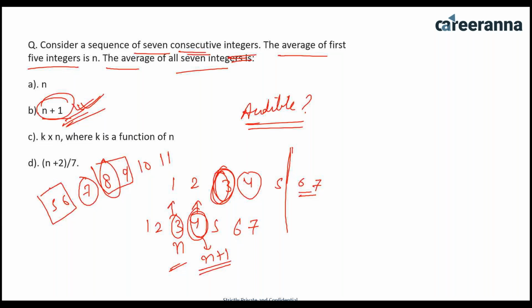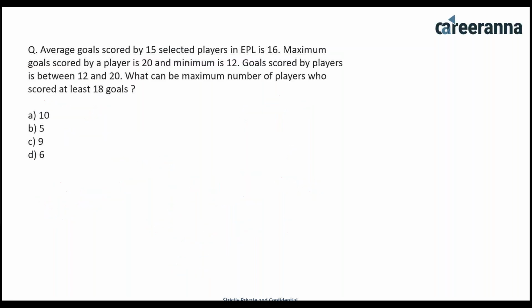Okay. Next question you have to solve. Okay, what if it is 6 or 8 instead of 7? You can solve it like that as well. You can take any numbers. You just have to add all the numbers and divide it by number of terms. Then you can calculate the average.